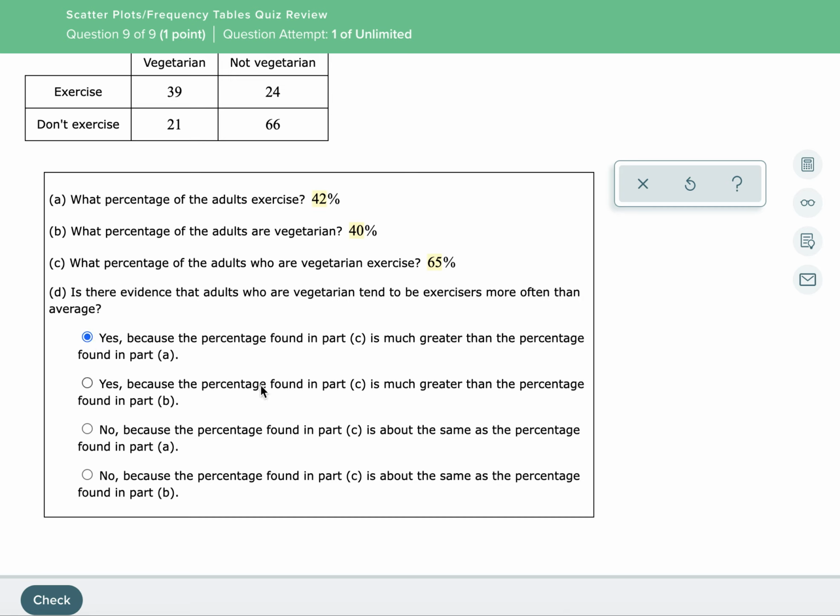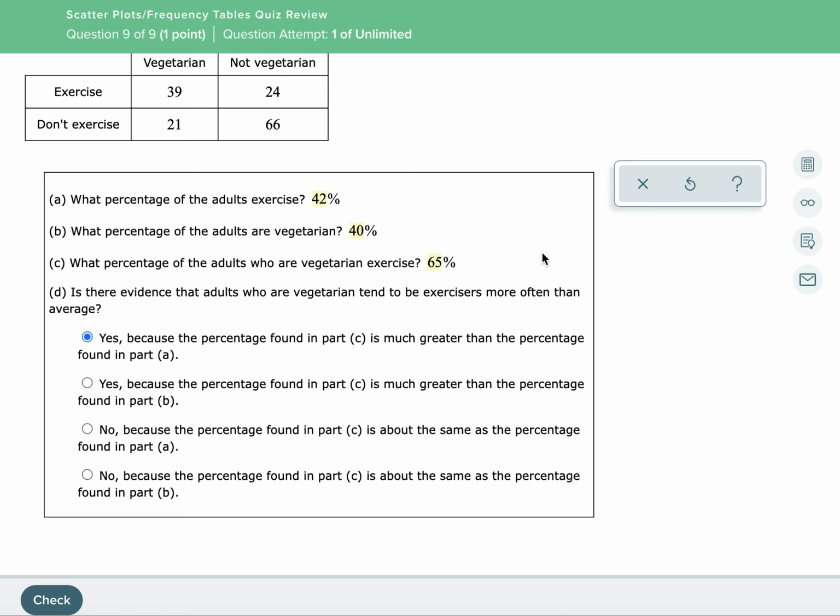If we look at this other one, it says the percentage found in part C is much greater than the percentage found in part B. Well, part B isn't really related to this, because you're not comparing vegetarians that exercise to vegetarians, because that's kind of like comparing them to themselves. So that doesn't make any sense. You're comparing them to the total population.